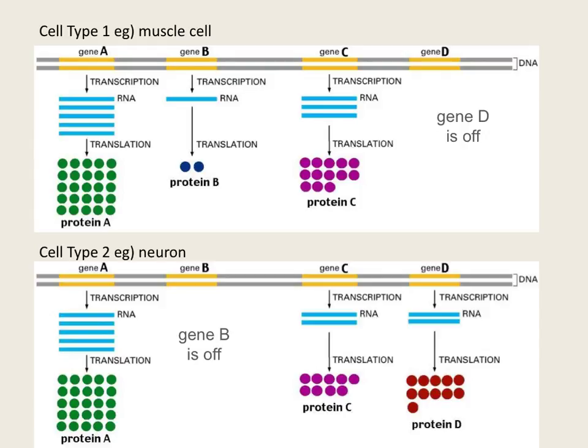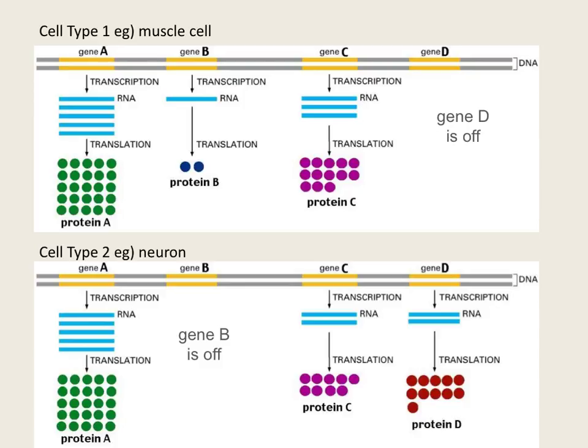Professor? Yeah. Are there always going to be four genes for each cell type, or is it just an example? Are there always going to be four genes like A, B, C, D? No. There are actually thousands of genes. Okay? So this is just an example of how things are expressed. There's a whole list of genes, and they know what their function does now.